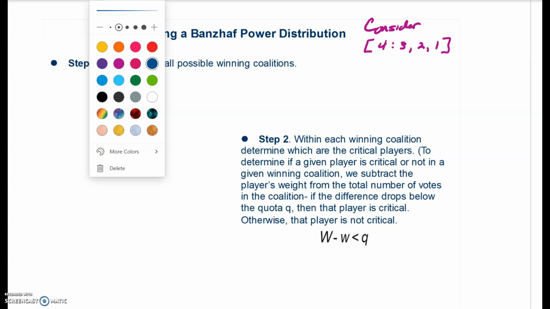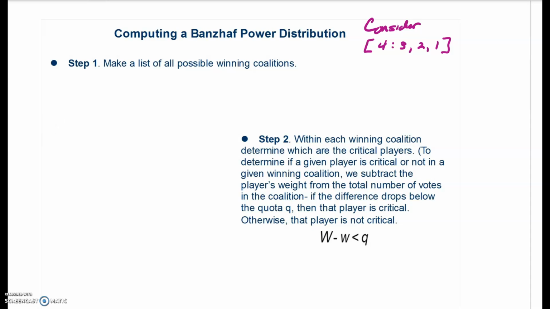Okay. First, step number 1, the first thing we have to do is make a list of all the possible winning coalitions. When we look at this, remember what we're looking for is some combination of the 3 players where, when we sum their weights, we get 4 or more. So that's kind of what we're after.